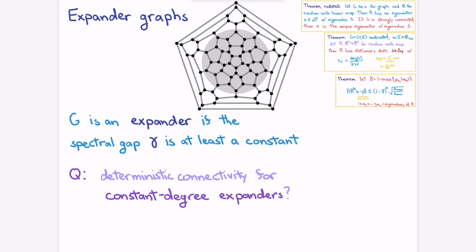Let's look at our deterministic connectivity question for constant degree expanders. This is a special case. Not all graphs are constant degree expanders. But for a constant degree expander, any ideas?